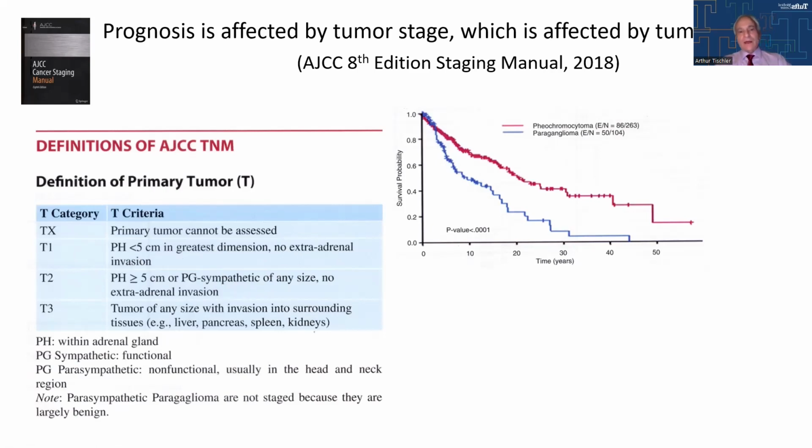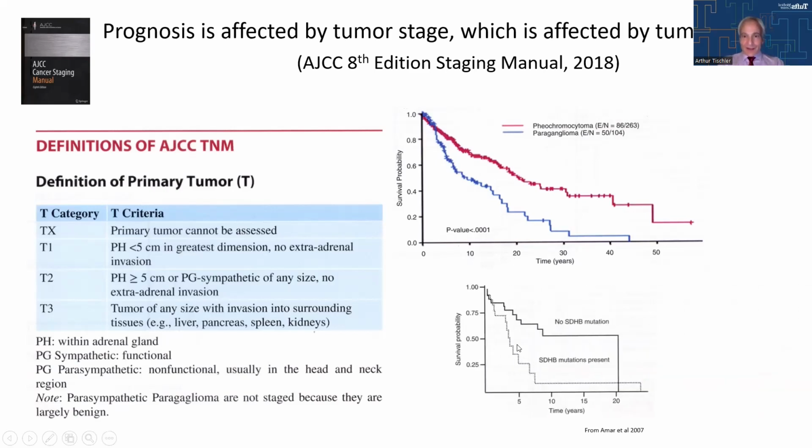This reflects the greater likelihood of invasion of extraadrenal sympathetic paragangliomas, and that sharp dichotomy between adrenal and extraadrenal in terms of survival is shown in this Kaplan-Meier plot. However, if you look again more closely at the data, a great deal of this difference in survival is dependent on the presence or absence of SDHB mutation, since most extraadrenal paragangliomas are abdominal or thoracoabdominal tumors.